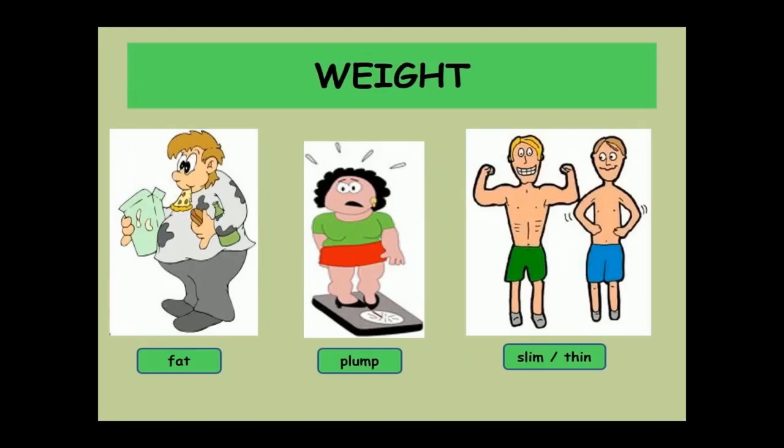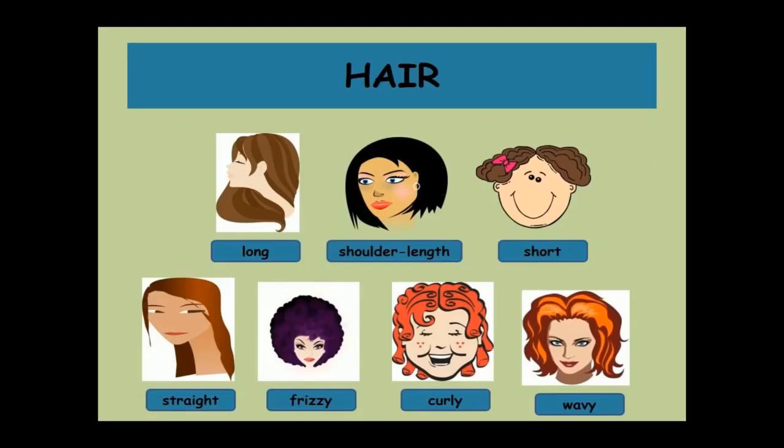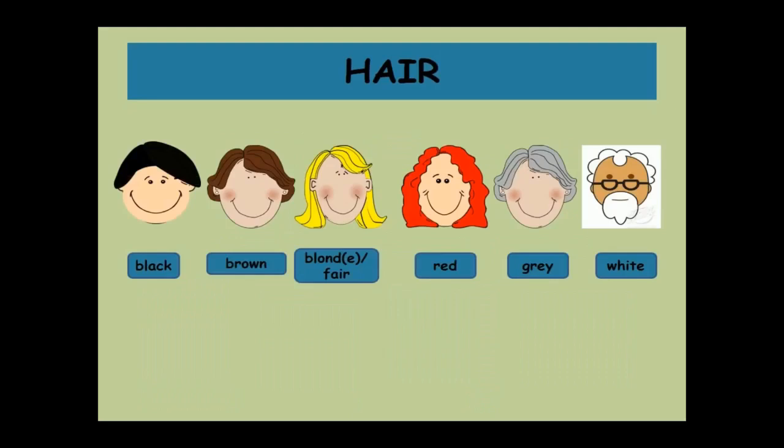Let's study now the weight of the people. A person can be fat, plump, or thin and slim, which are very similar. This is about the weight. Let's learn now about the hair. It can be long, or shoulder length, or it can be short, straight, frizzy or curly, or, finally, it can be wavy. And, continuing with the hair, now let's talk about its color. It can be black, brown, blonde or fair, red, gray, or white.